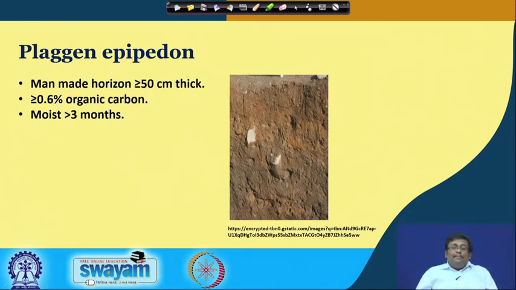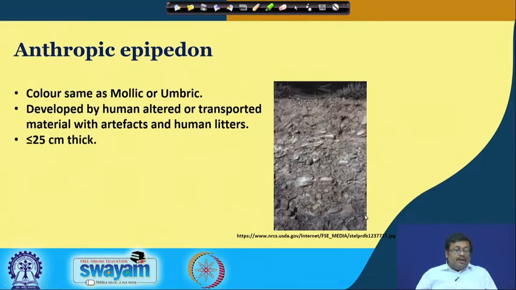The next one is called plaggen epipedon. Now, plaggen epipedon is a man-made horizon which is more than 50 centimeter thick, and it contains greater than 0.6% of organic matter, and it remains moist for 3 months. As you can see here, it is a plaggen epipedon, and obviously this plaggen epipedon is made due to human interventions.